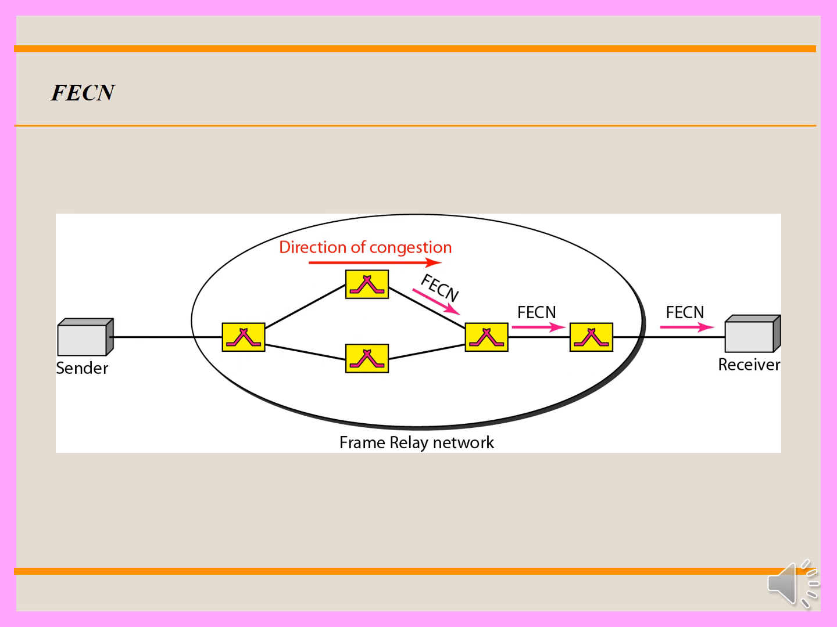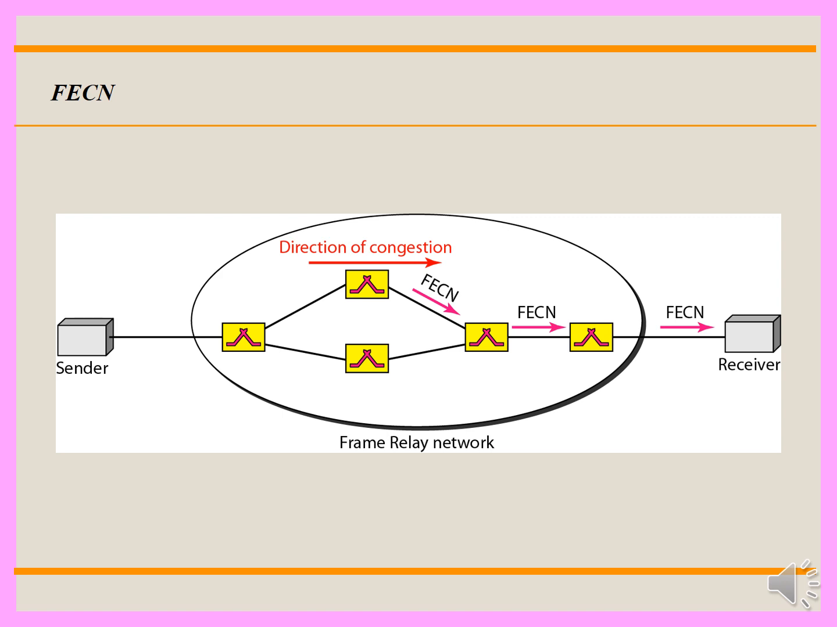In the same fashion, in case of forward explicit congestion notification, here also there is a warning. The only thing is that here the warning is not to the sender, the warning is to the receiver. So that's why it is in the forward direction. It is in the same direction as the congestion. So same procedure. It might appear that the receiver cannot do anything to relieve the congestion.